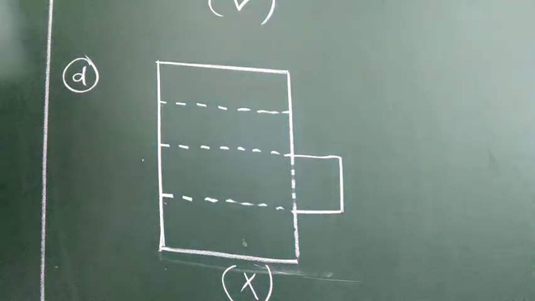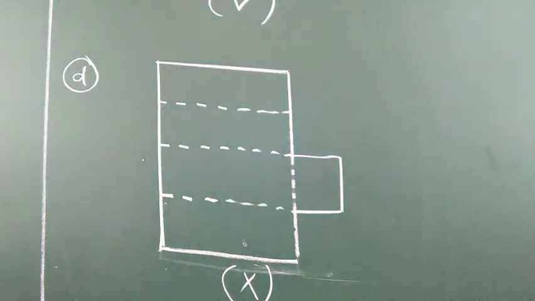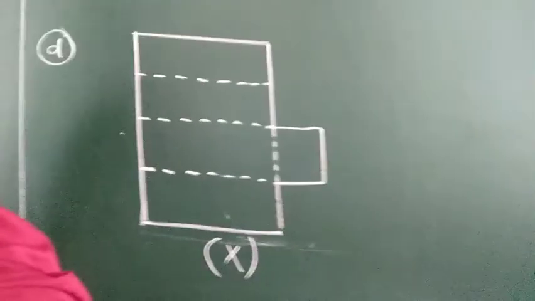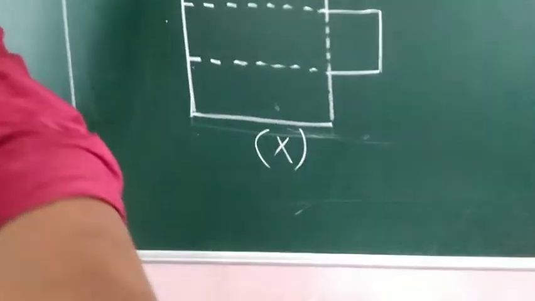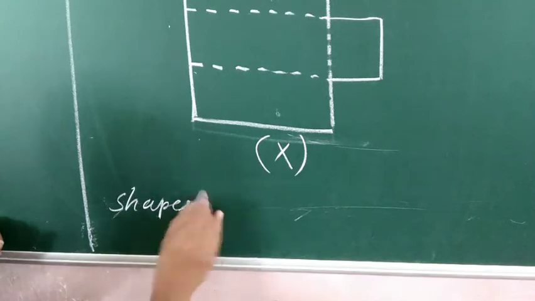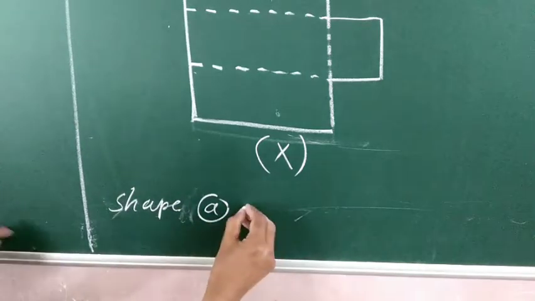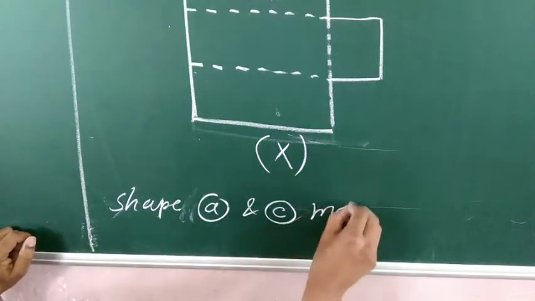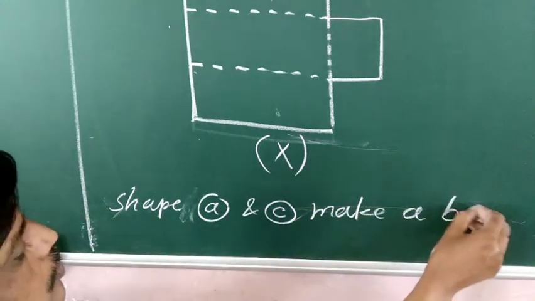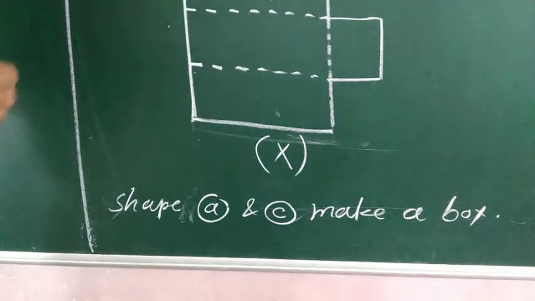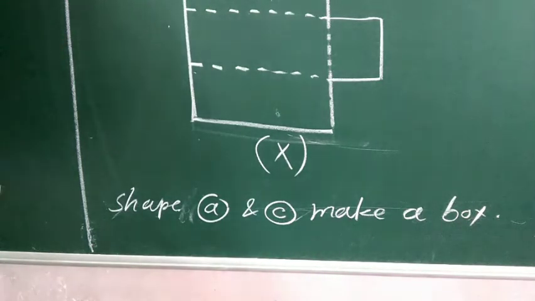So what is your answer here now? When the question is there, now you have to find out which of these can make a box. So we can say which of these can make a box. और आंसर लिखेंगे सेम A, then C. A and C make a box. Shape A and C make a box, and shape B and D do not make the box when you fold it from the dotted lines.